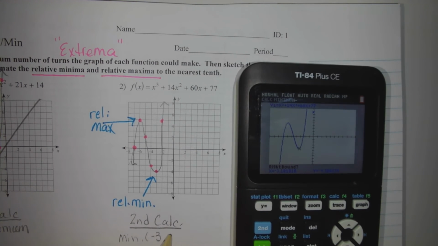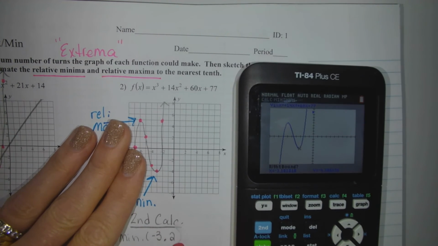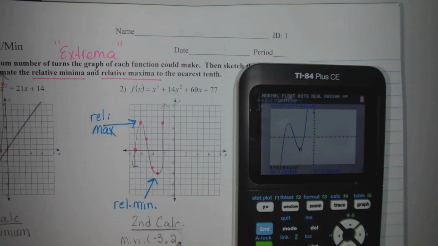-3, I'm going to say 3.2. You see how I rounded? Oops. Comma, and the Y is -4.4-ish. Now, calculators are a little different. You might be a tenth off or two.